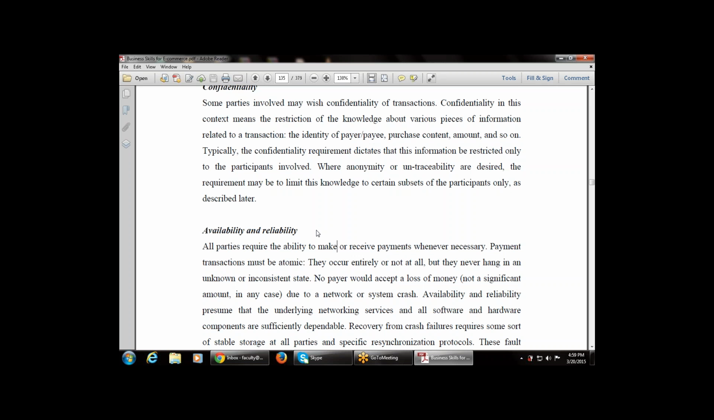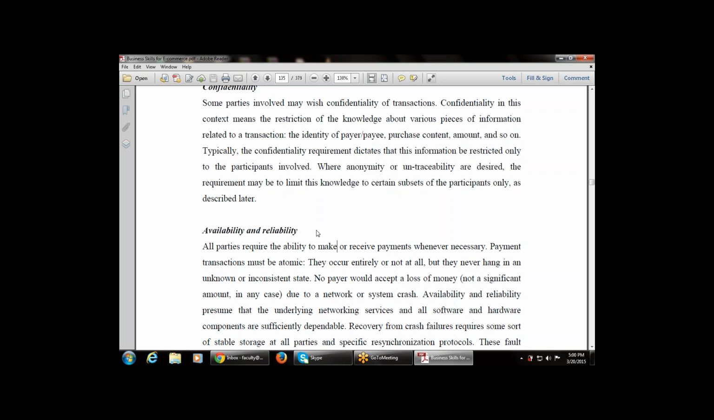They occur entirely or not at all, but they never hang in an unknown or inconsistent state. No payer would accept a loss of money, not a significant amount in any case, due to a network or system crash.